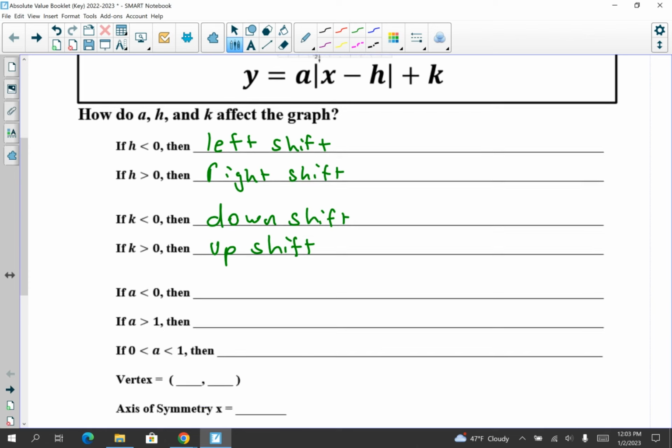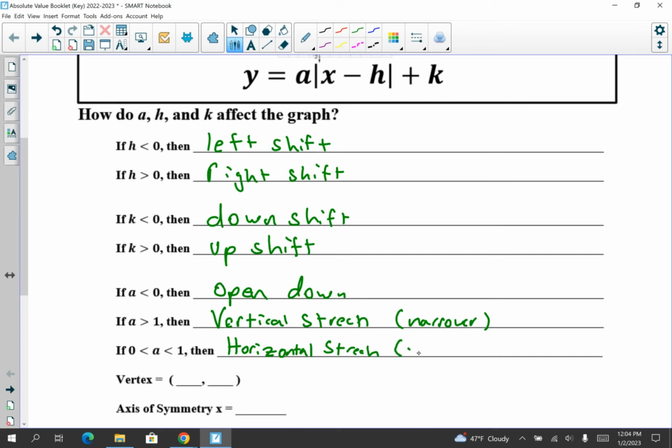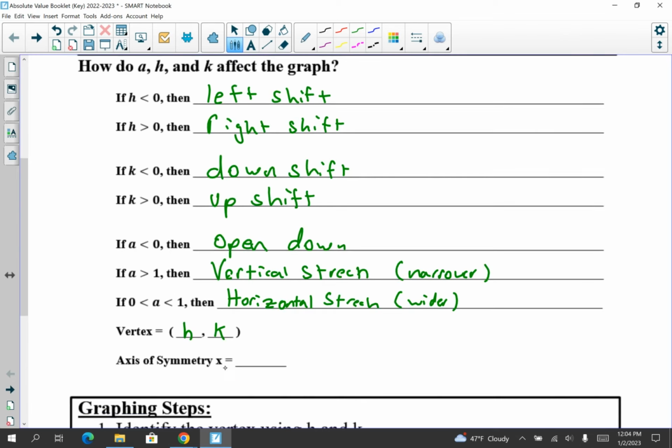And then a, which kind of acts like our slope. If a is less than 0, we're going to see it open down the graph. If a is greater than 1, we're going to see a vertical stretch, which means it's going to be a narrower graph. If a is between 0 and 1, then we're going to see a horizontal stretch, meaning it's going to be a wider graph. Our vertex is the point (h, k), and our axis of symmetry is the line x equals h.